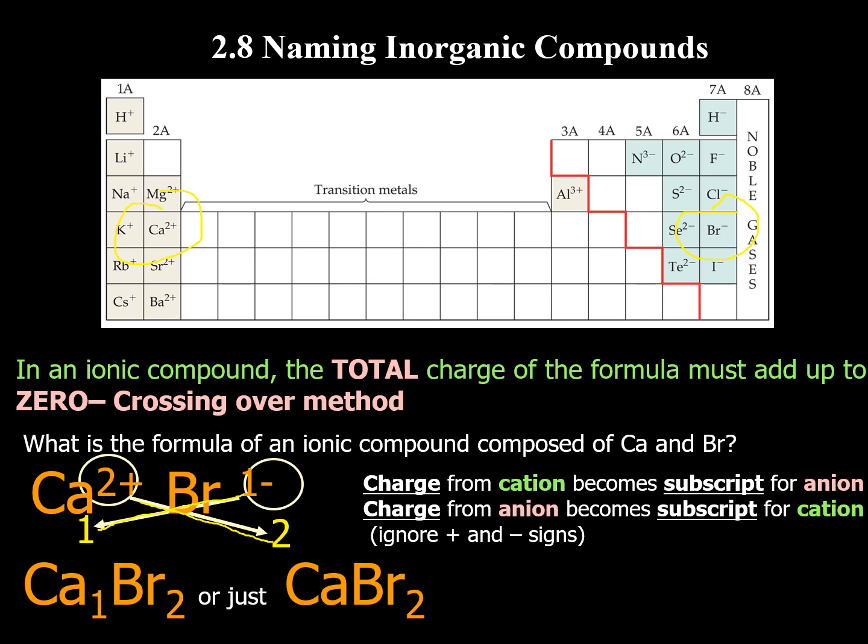Just like if we had, I'm going to do an example up here, Na+, Cl-, we crisscross. We don't say sodium 1. We don't write Na1Cl1. We just say NaCl. So this is a no.